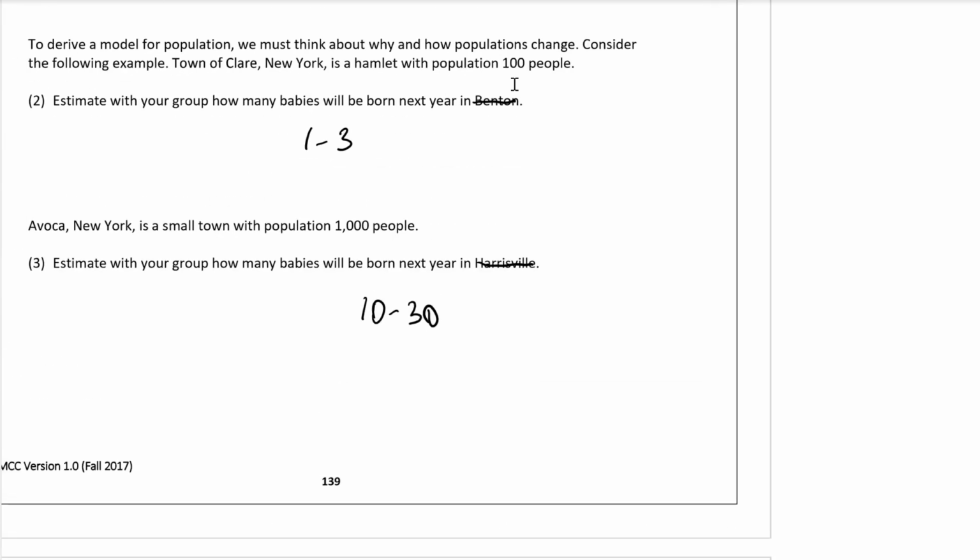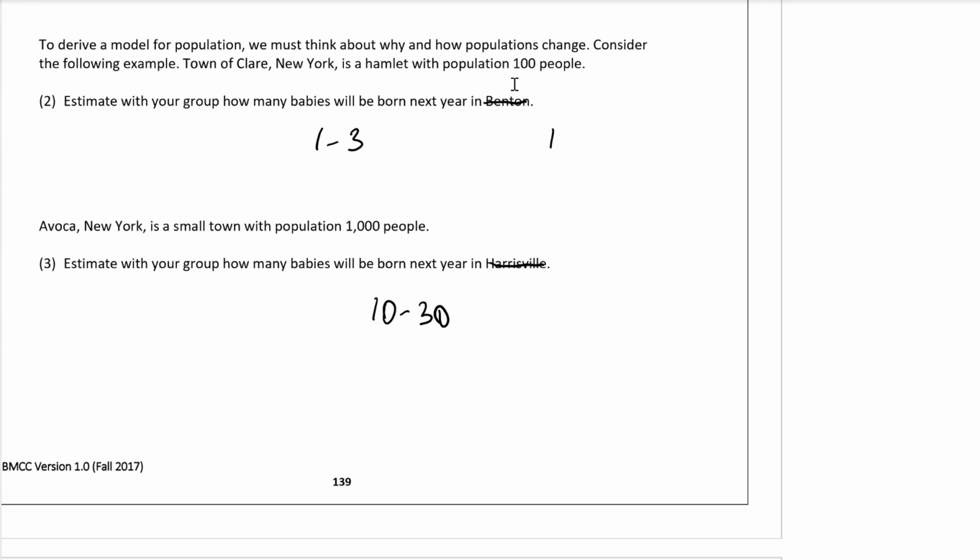So for instance, for these two, I can say, well, it's 1 to 3% would be the number of expected growth, right? 1 to 3 people. But notice that 10 and 30 out of 1,000 is also 1 to 3%. It's the same range. Why is the number bigger? Well, the population is bigger. 1% of 1,000 gives us exactly 10.